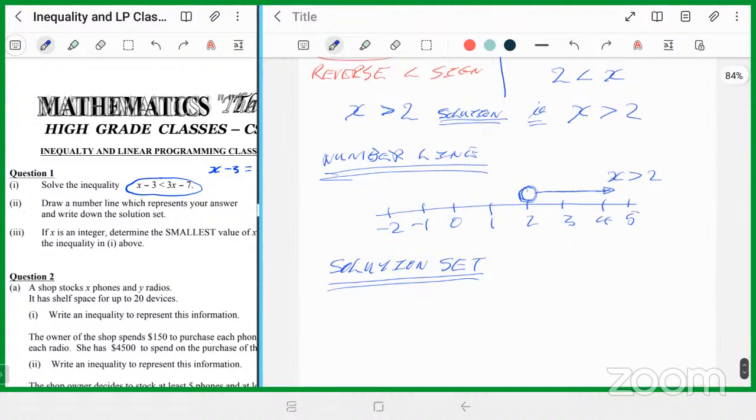So it's going to just be this. You put the set brackets and write x such that, and you just write this inequality. x is greater than 2. Close the set brackets, and that's your solution set. You put your solution in set brackets. All right, so that finishes part 2.